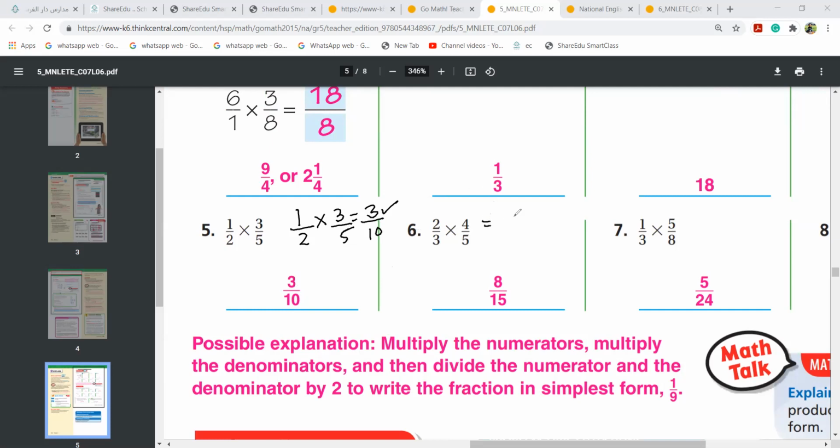Now here, 2 times 4 is 8 and 3 times 5 is 15. Khalas. 8 and 15 never come in any same timetable. 8 and 16, okay. 8 and 15, never. 5 times 1, 5. 3 times 8, 24. This is your answer. These all are without simplification.